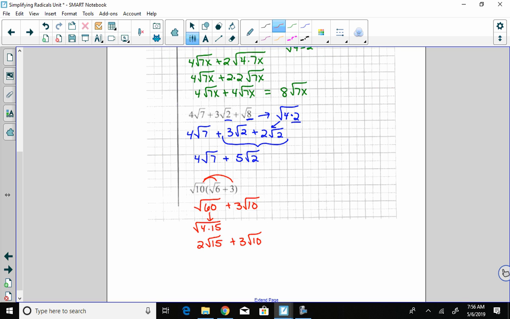I would love to combine those, but I cannot. There's nothing that I can factor or deal with to make that any more simplified. So that is actually the final answer.